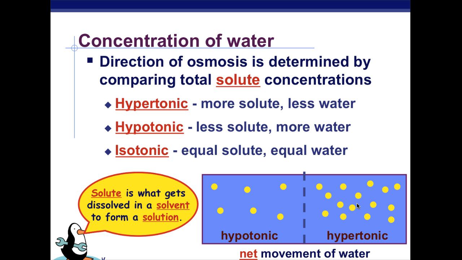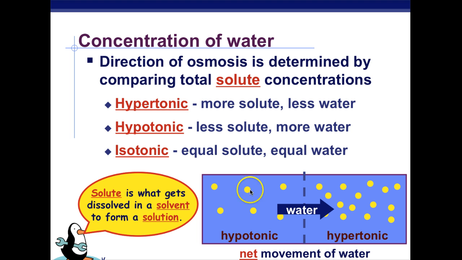So one of the things that you can use to remember what direction the water will move is water follows solute, meaning that water is going to always move towards where there is a higher solute concentration. So water is going to follow the solute. We have more solute on this side of the membrane, so therefore the net movement of water is going to be from the left to the right.